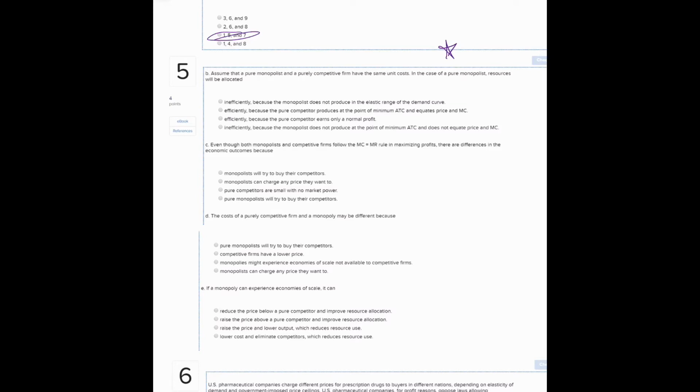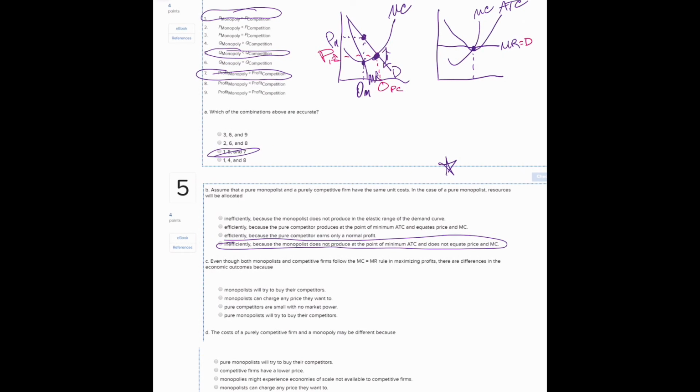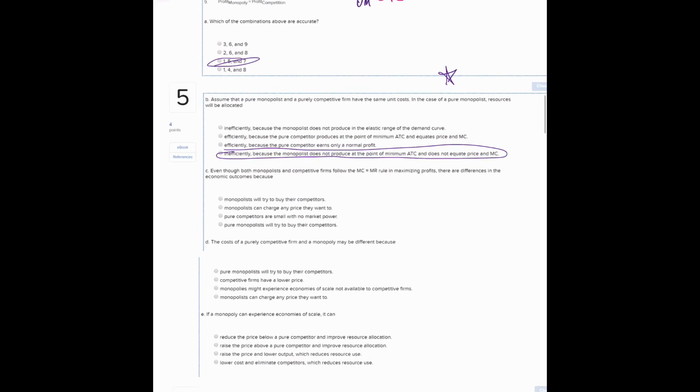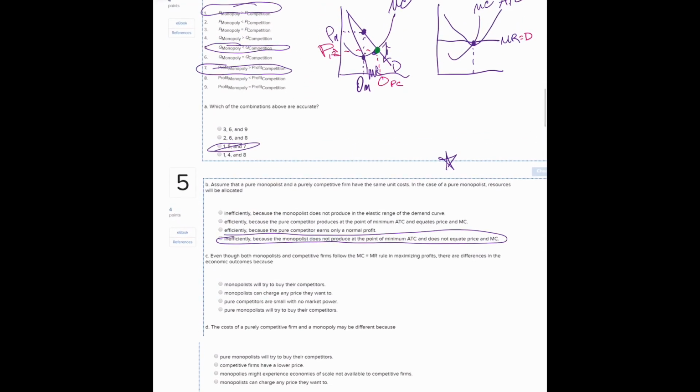And it's because the monopolist does not produce at the point of minimum ATC. So let's see, inefficient right here, because a monopolist does not equate price and marginal cost. Again, go back to this. And for the perfect competitor, price found on the demand curve, because that's what people are willing to pay, is equal to the marginal cost. So for the perfect competitor, that's true. However, for the monopolist, they are, by definition, inefficient. They restrict output and bring the price up to what the market will bear at that output level.